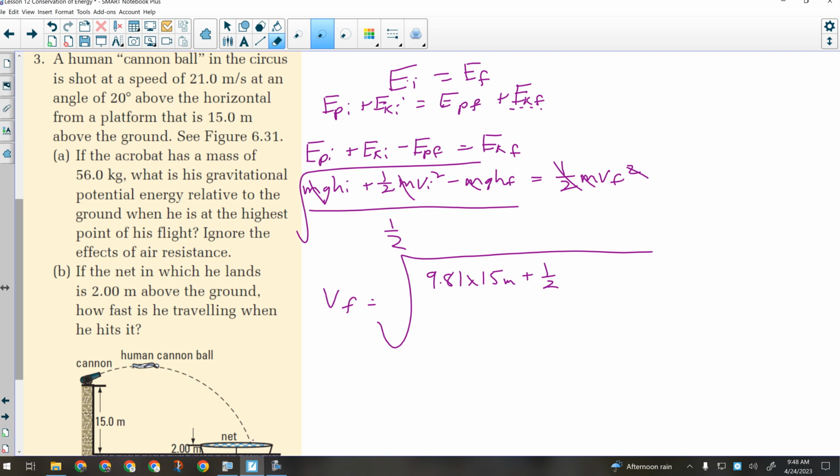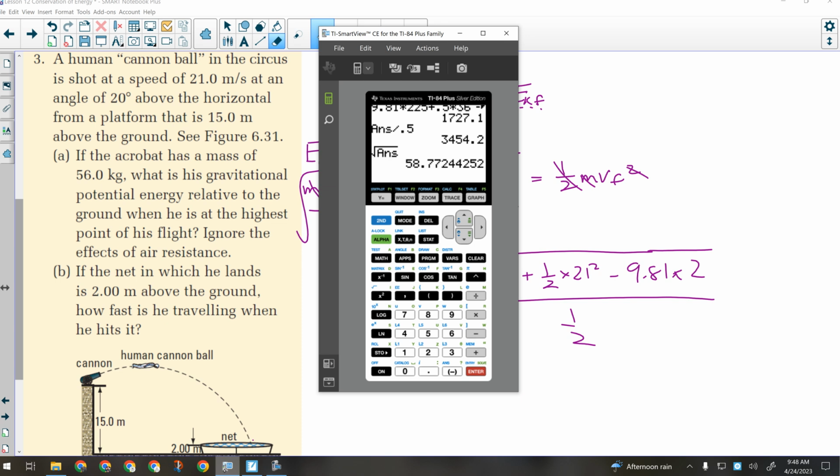21 meters per second. Does it matter that it's 20 degrees above the horizontal? Doesn't, because kinetic energy is scalar and only cares how fast you're going, not what direction you're going. Okay, so I can put in the 21. Then I'm going to subtract 9.81 times the 2 meter height of the safety net. Divide that all by 1/2 and square root it, and I'll get my speed. So 9.81 times 15 meters plus 0.5 times 21 squared minus 9.81 times 2, divided by 1/2.